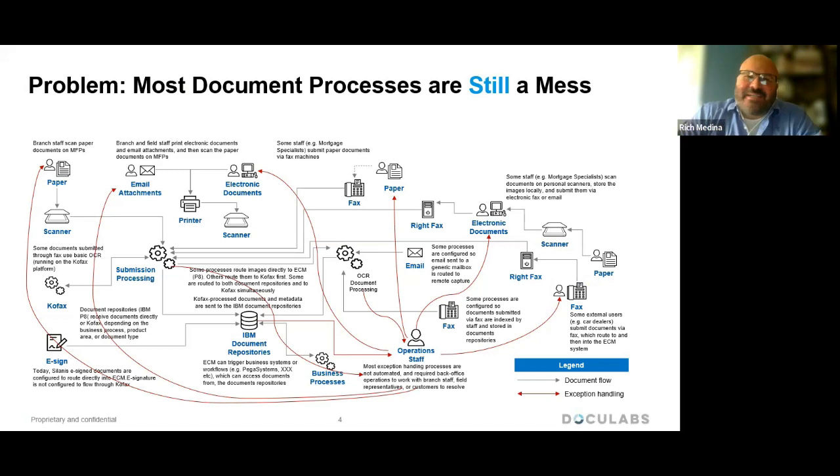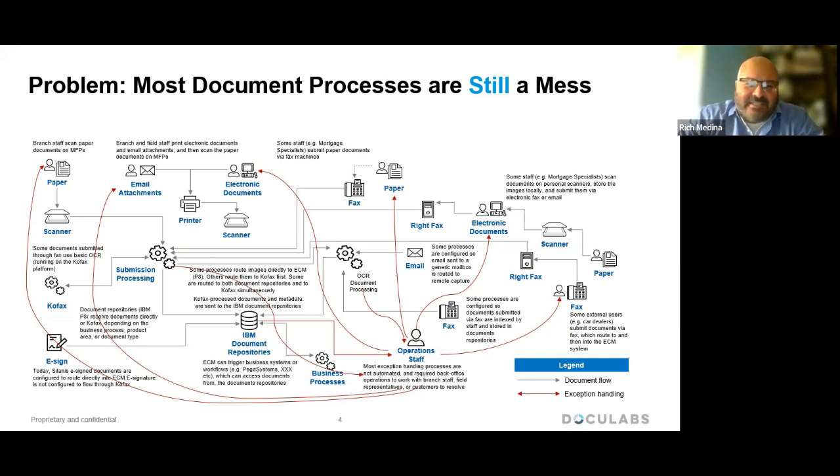Okay. So we need a problem statement. So what is the problem we're trying to solve? The problem we're trying to solve is most document processes are still a mess. This is a modification of a slide I did for a client way back in the aughts when they were just beginning to do printers that could also scan, and they were facilitating that as well as centralized capture and so on. And not a lot has changed.